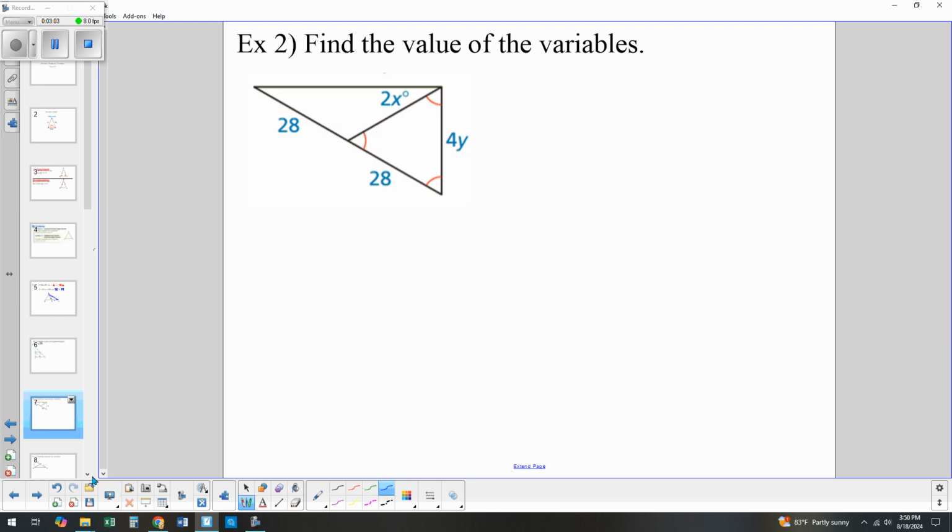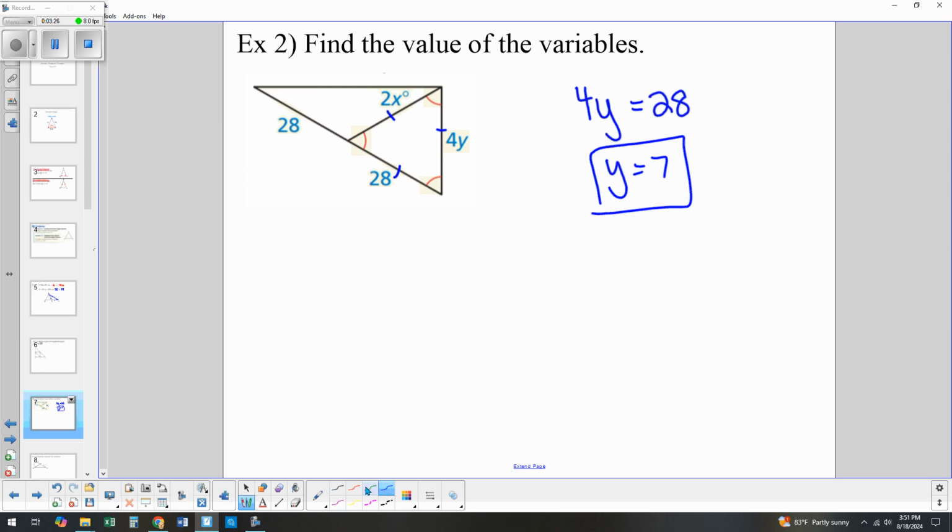All right, example 2, find the value of the variables. So I have a triangle here that is equiangular, which automatically makes it equilateral as well, because we talked about that. So I could solve for y right now because 4y is equal to 28. So y equals 7.